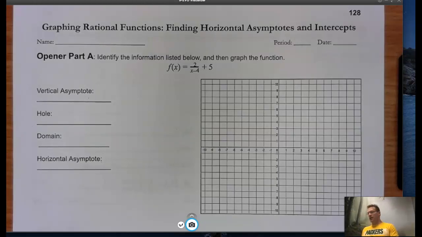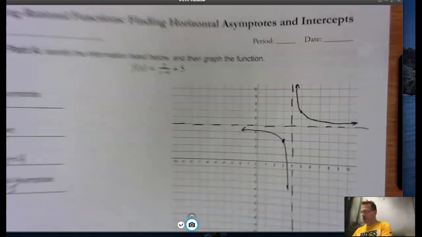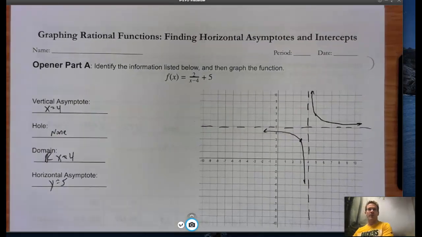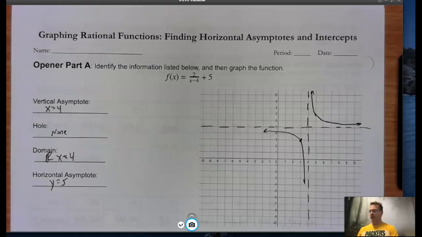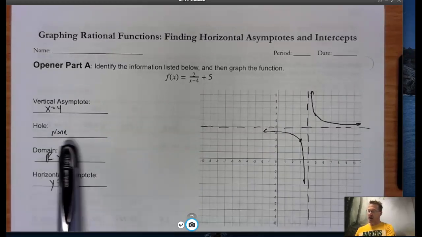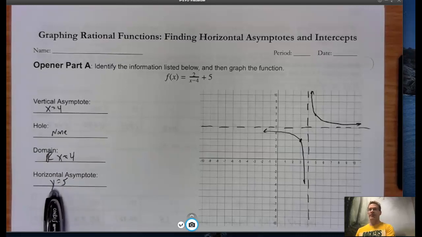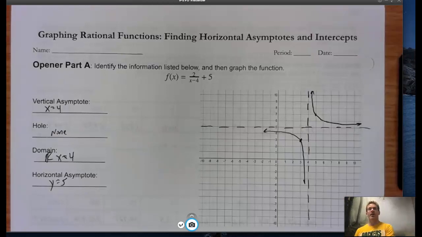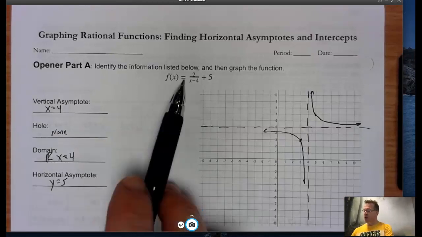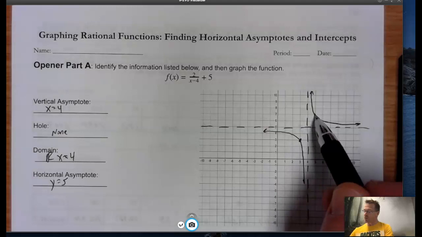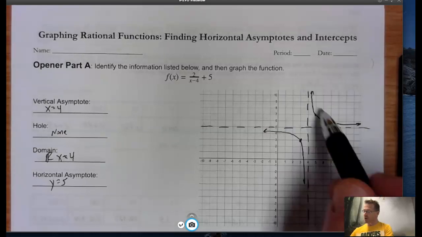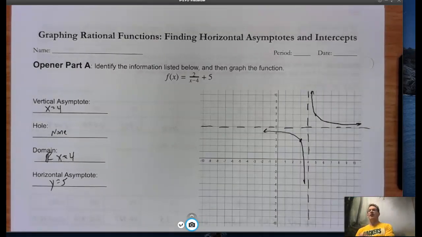All right, so let's see how you did. If I throw up the work for you here, we have our vertical asymptote at x equals 4. We have a horizontal asymptote at y equals 5, which creates our new center at (4, 5). Notice our a value is 2, so I'm going to go to the right one and up 2. I'm going to go to the left one and down 2, and then I'm going to draw each branch of our rational function here.